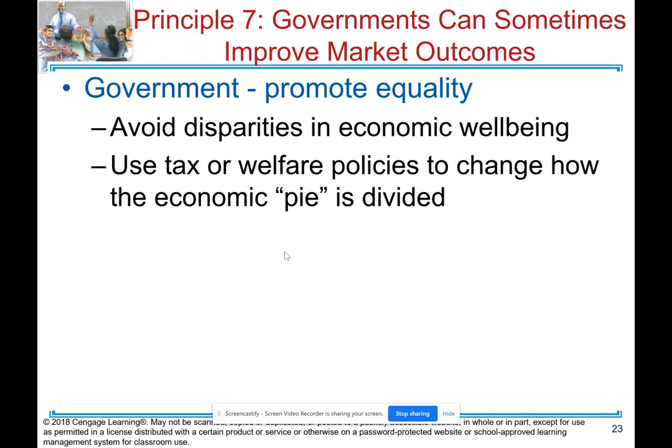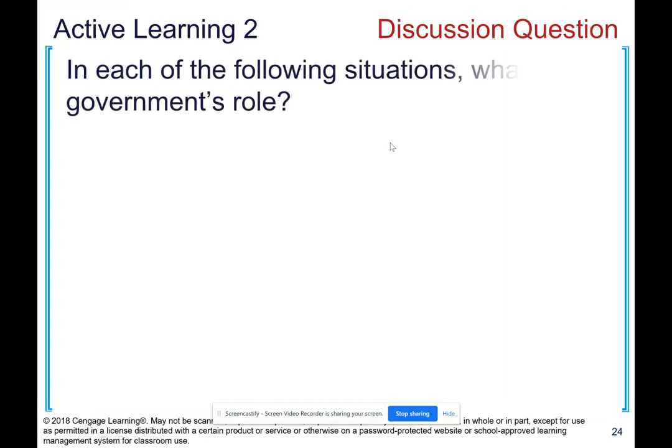You do not want to live in a society where there are 10 millionaires and 10 million beggars. So the government promotes equality, avoiding these kinds of disparities in economic well being. The government uses tax or welfare policies to change how the economic pie is sliced. That is promoting equality.